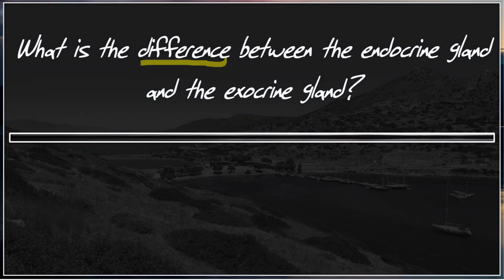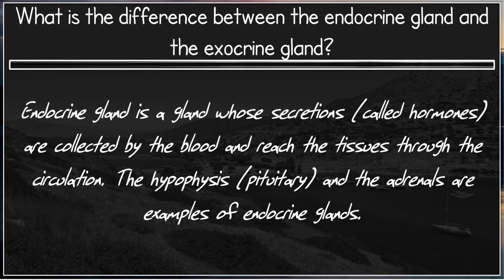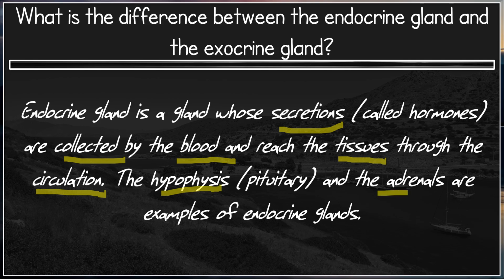What is the difference between the endocrine gland and exocrine gland? An endocrine gland is a gland whose secretion, called the hormone, is collected by the blood and reaches tissues through the circulation. The hypophysis, which we call the pituitary, and the adrenals are examples of endocrine glands.